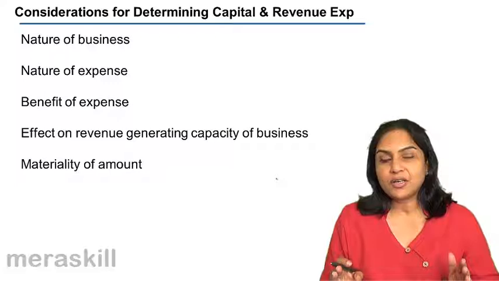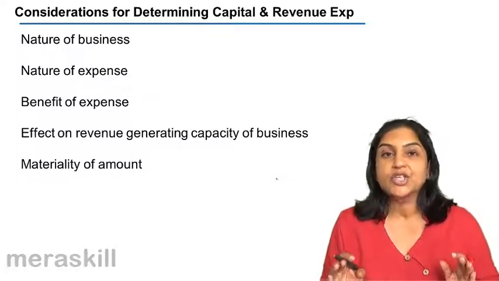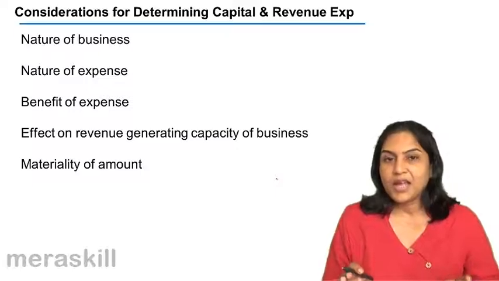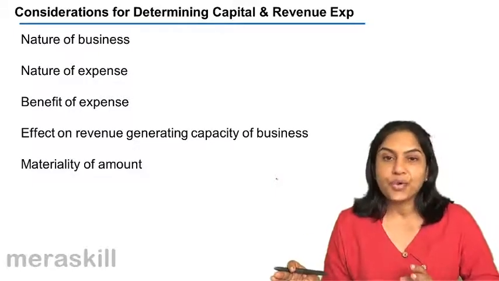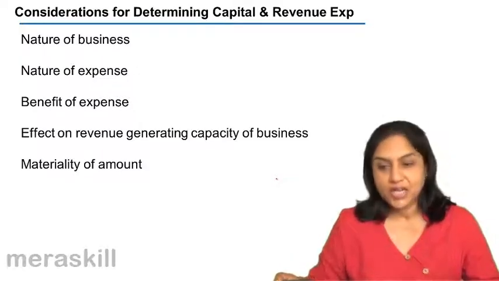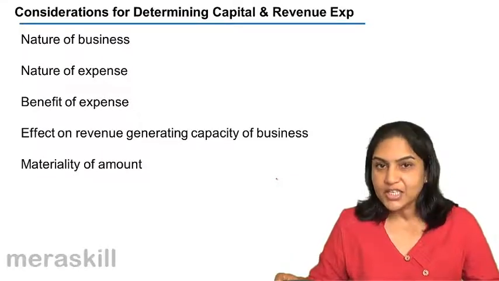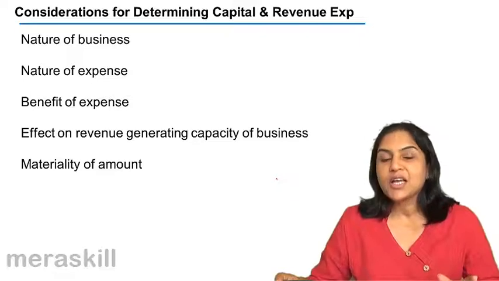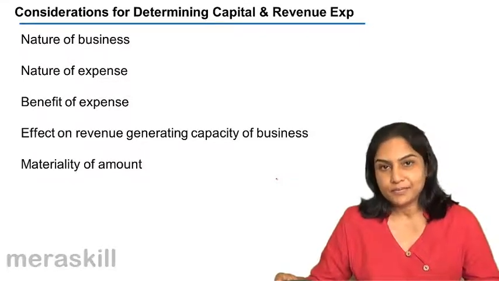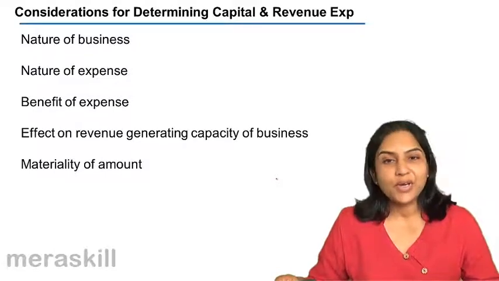If an expenditure is capital in nature, we treat it as an asset. If it is revenue in nature, it is treated as an expense and taken to profit and loss account. So a revenue expenditure will reduce our profits. A capital expenditure will increase our assets.